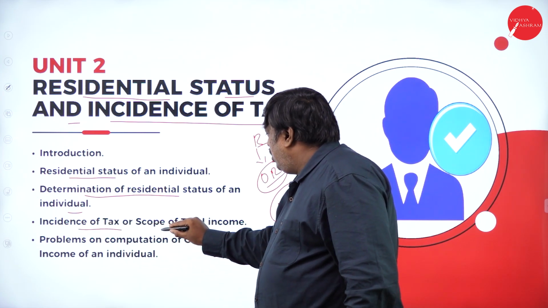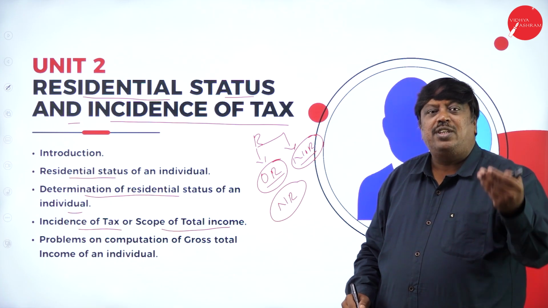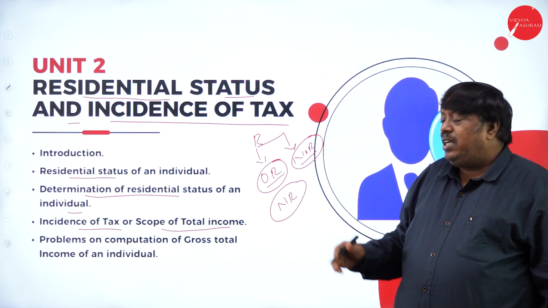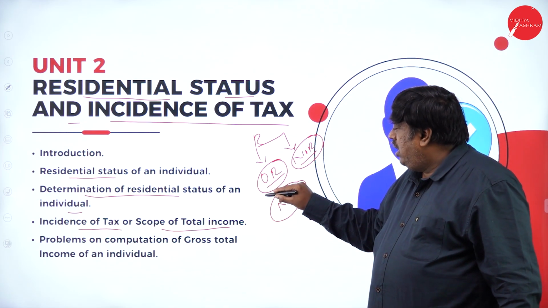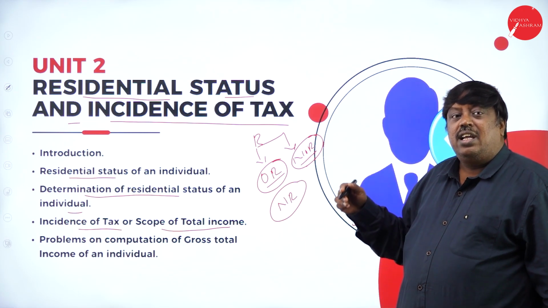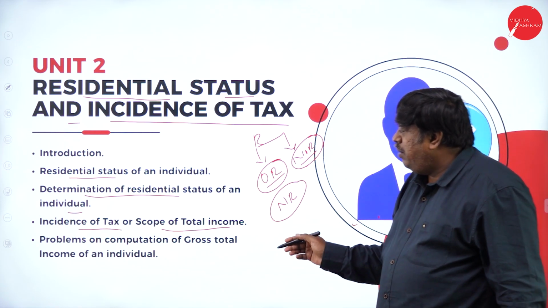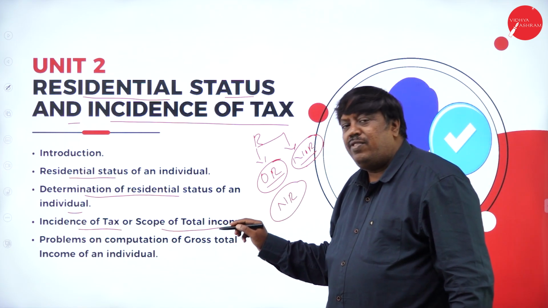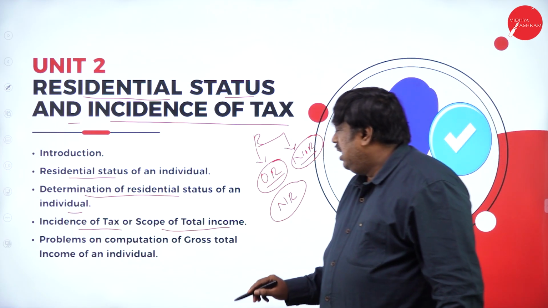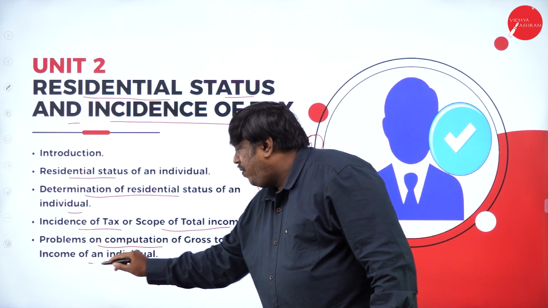Incidence of tax, or scope of total income, is nothing but from where we are receiving the income, how much we are receiving, and whether it is taxable fully or not, under which case it is taxable, as ordinary resident, not ordinary resident or non-resident, in which residential status it is not taxable and why it is not taxable. In depth we are going to discuss it, and there will be a compulsory question for you in the examination on incidence of tax.